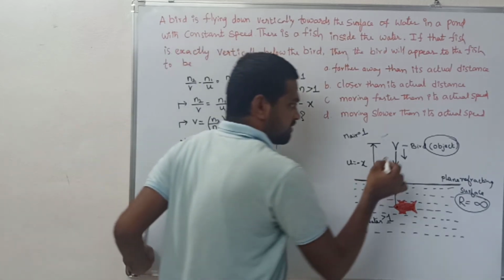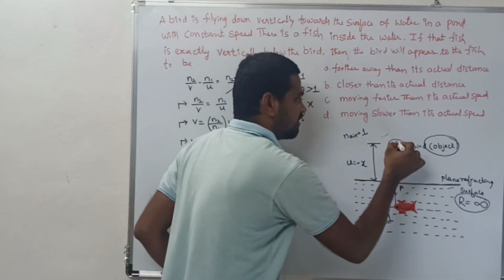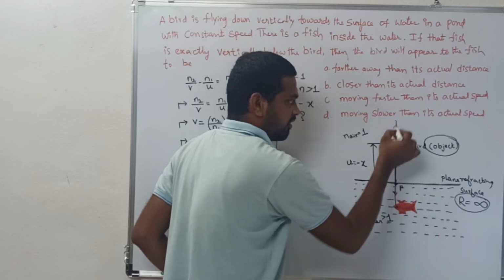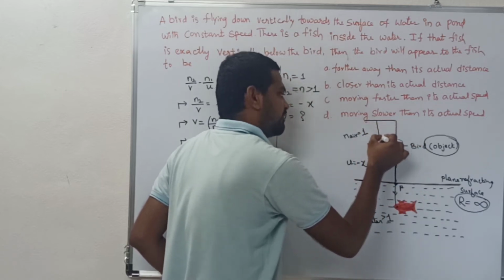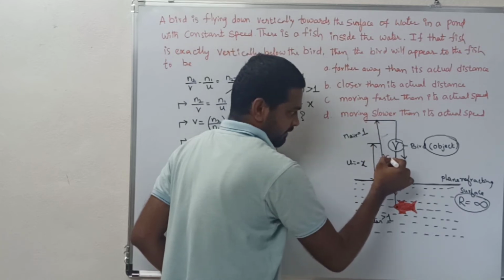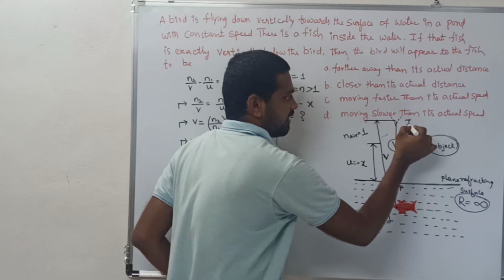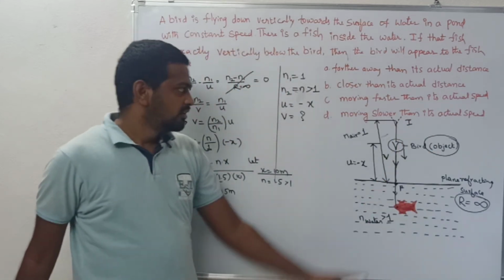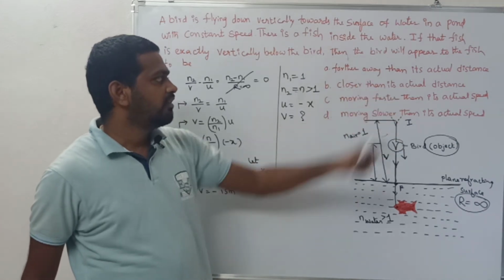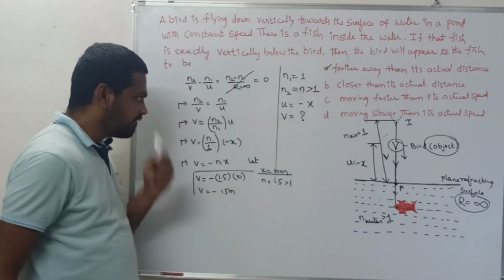See, if the actual position of the bird is 10 meters, you will get the image of the bird at 15 meters from the pond. Means the image should be lying above the bird. This is the image distance. Is it clear? So the image of the bird you will get here, far away from its actual distance. Option A is correct.